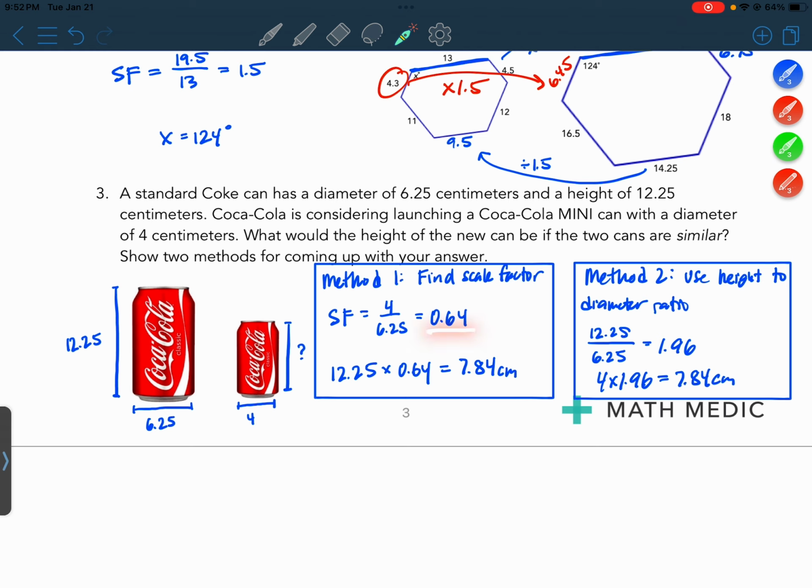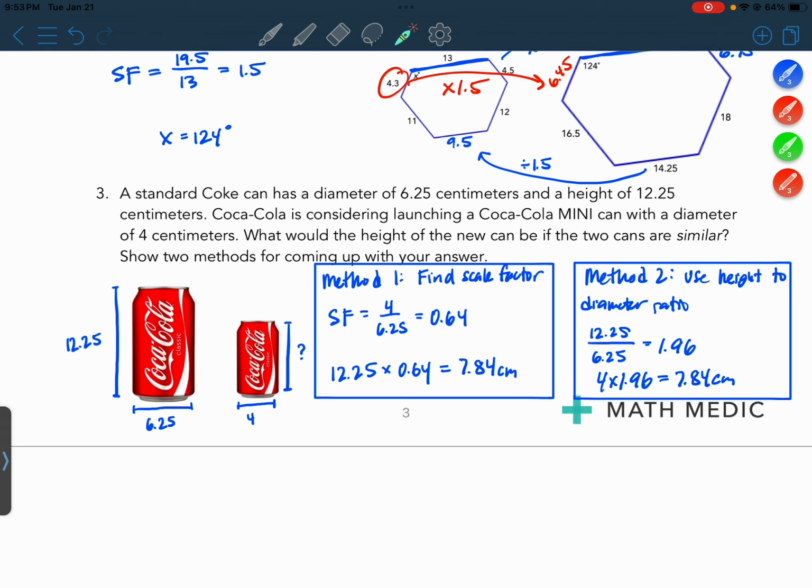Notice how that scale factor is a decimal. So when I multiply by this scale factor, my result is going to be a smaller number than what I started with. So we're going to take this measurement here, multiply by the scale factor to get the corresponding measurement in the mini can. Here's the calculation right there. You get almost 8 centimeters.